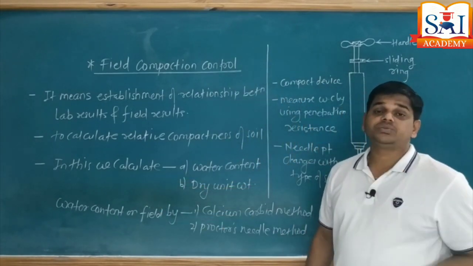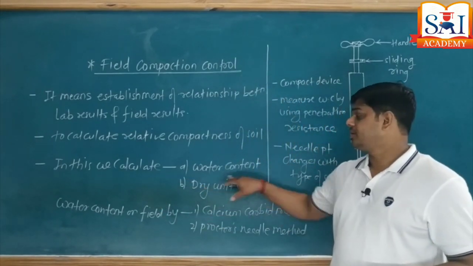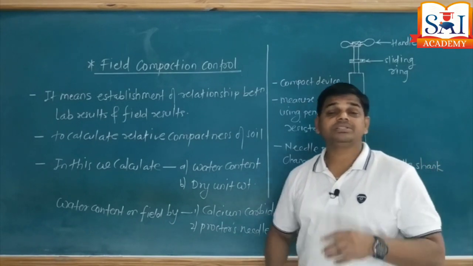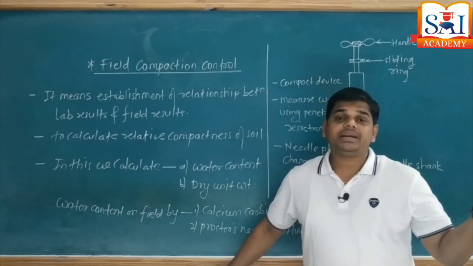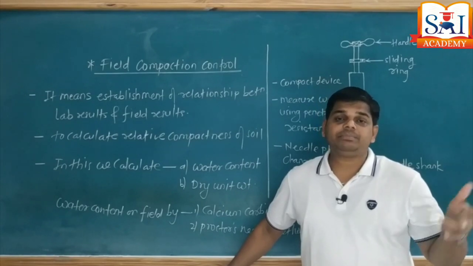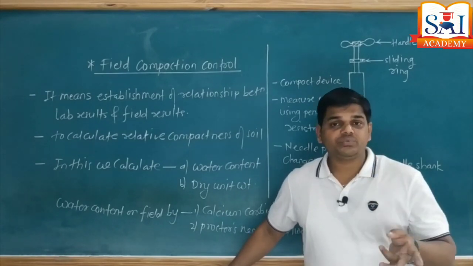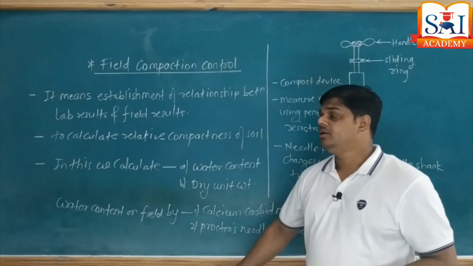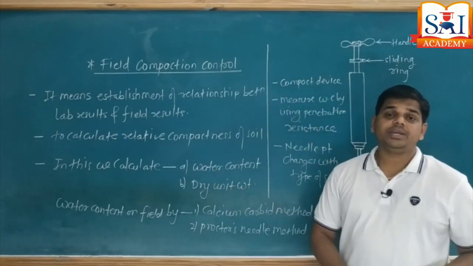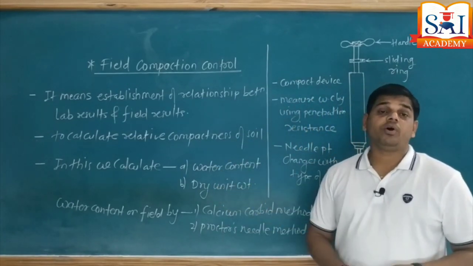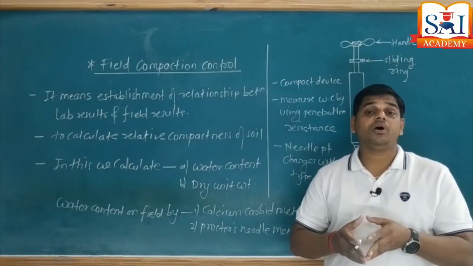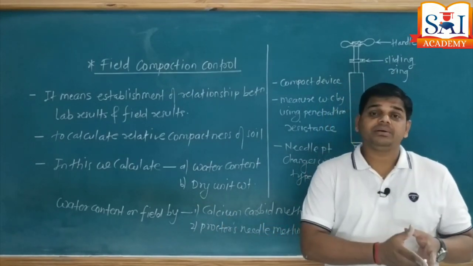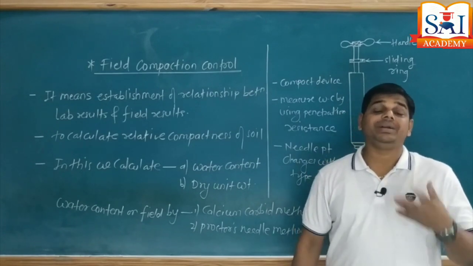Initially, in this case we are going to calculate water content and dry unit weight, because the standard Proctor test gives us two results: maximum dry density and OMC, optimum moisture content. These two things we are going to calculate on the field, that is water content and dry unit weight. How do we calculate water content on the field? Because we don't have enough time to wait for results. The oven drying method for finding the water content needs 24 hours.